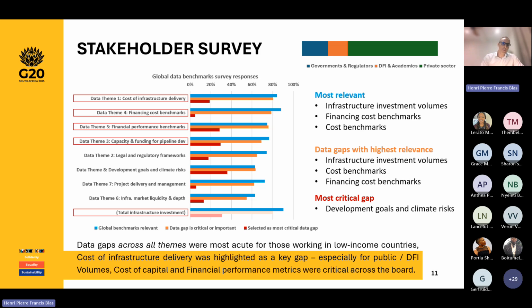When we look at the 8 themes, the first one, the most relevant one, the one that had probably the biggest gap, was the cost of infrastructure delivery.